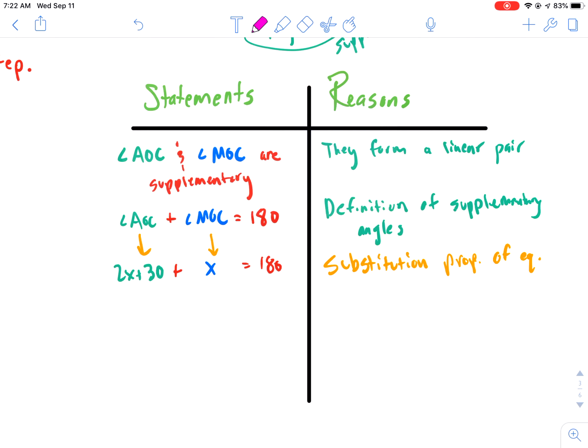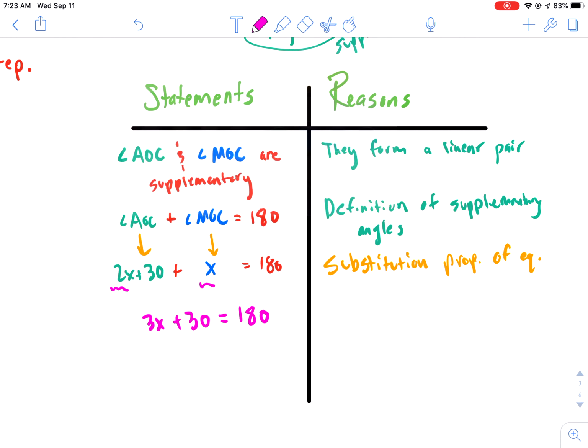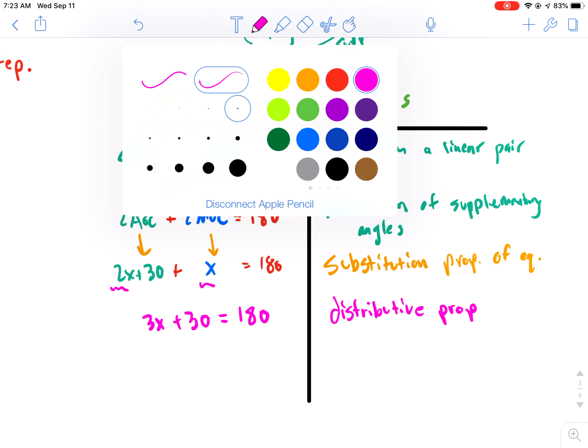Next step. What would you do? If you're just doing this algebraically, which is where we are now, we're going to solve this algebraically. We have 2x and x that we would add together to give 3x. My question for you is, is that the addition property of equality? The answer is no, because we didn't add something to both sides. That's the only time you can use the addition property of equality. In this case, this is just the distributive property, or combining like terms.